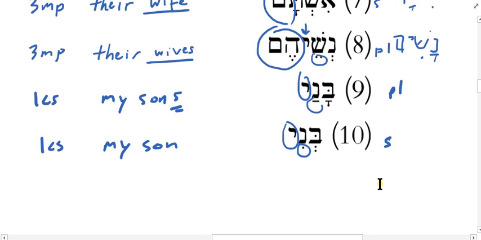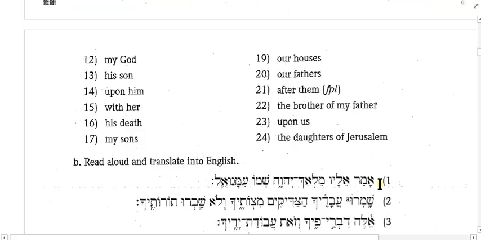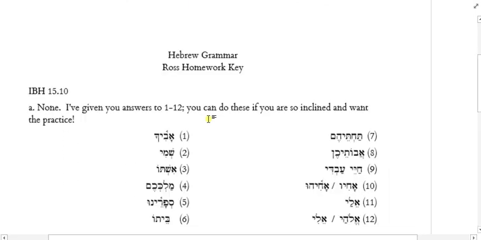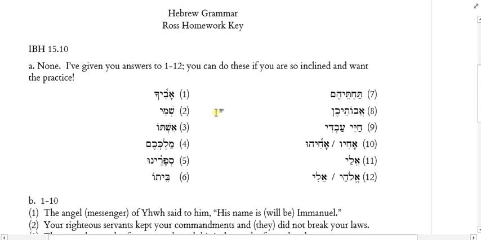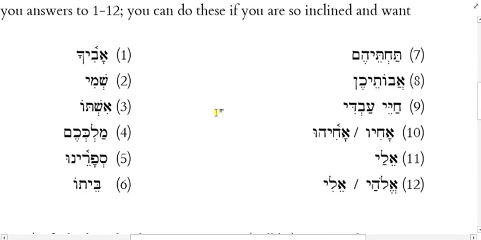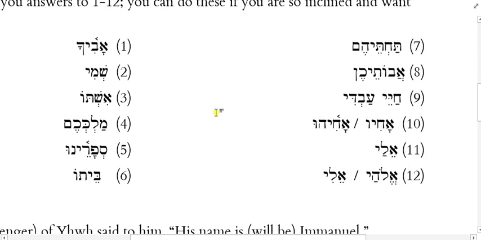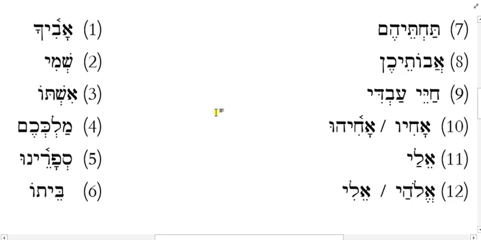Let's take a look at the Ross chapter homework now. So let me pull that up. I didn't require you to do any of the section A for the homework, but on the answer key, I do have numbers 1 through 12 here. Let me, just for fun, walk through some of these with you, just starting with the Hebrew side. If you're looking at your page in Ross, you're going to see all the answers to 1 through 12 here. So don't look there. Just look up at the board, and just tell me if you can tell whether the noun is singular or plural.